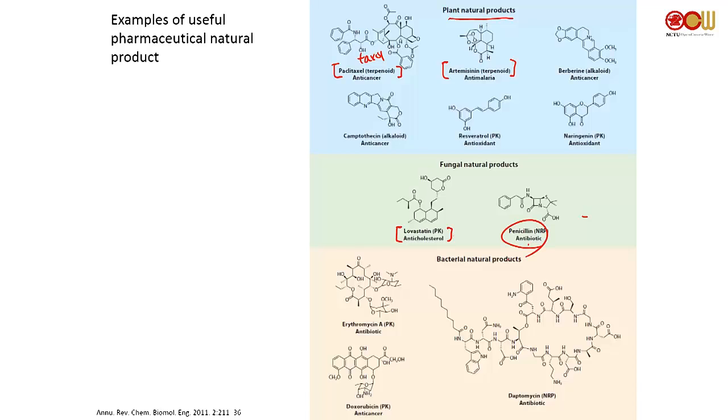This guy's penicillin. Okay, penicillin, it is an NRP, non-ribosomal peptide, right? Penicillin. Now, I don't think I have to explain why penicillin is important, right? I think you guys know. And you also got bacterial natural products.